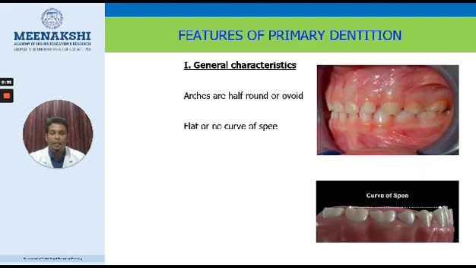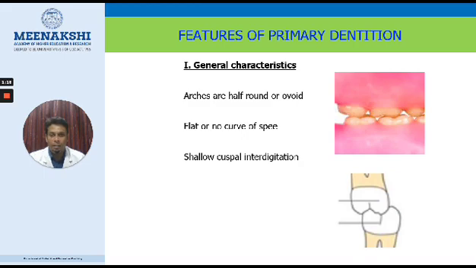The next is there is no curve of Spee in primary dentition, which otherwise you can call a flat curve of Spee. Here, the first picture shows a primary dentition with a flat curve of Spee. It can be demonstrated in this picture. The second picture shows what a curve of Spee is as it is in a permanent dentition. So you can see the difference in these two pictures.